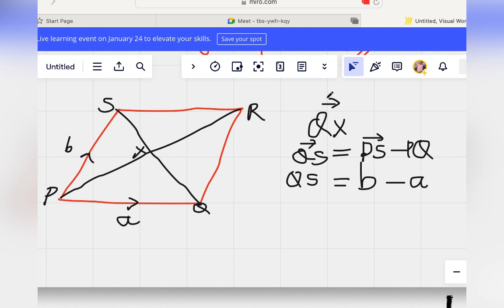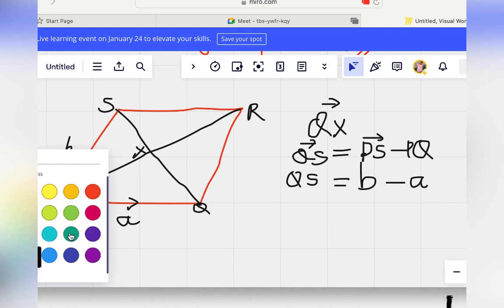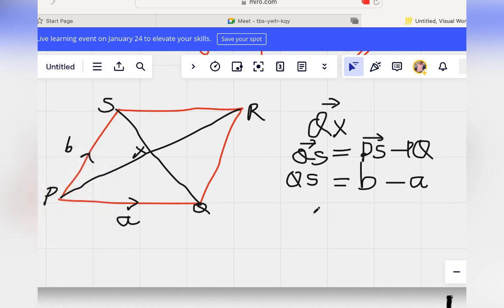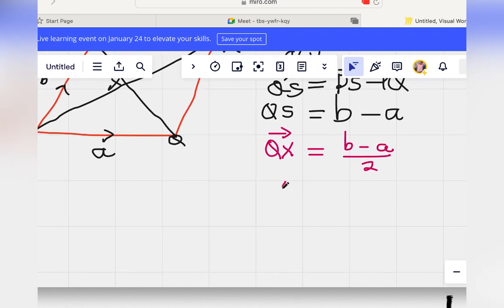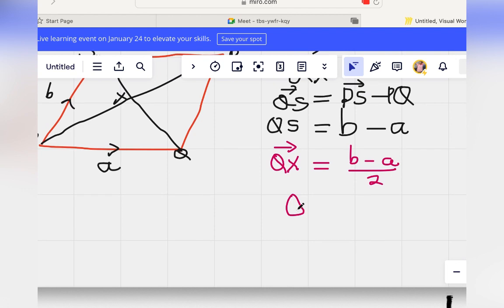Remember the question says we should find what? The question didn't say we should find QS. It said find QX. So to find QX, vector QX is half of QS. So you're going to say this is equal to B, because they say we should find our answer in terms of A and B. B minus A divided by 2. Which is similar. You can just stop there, or you write it this way.